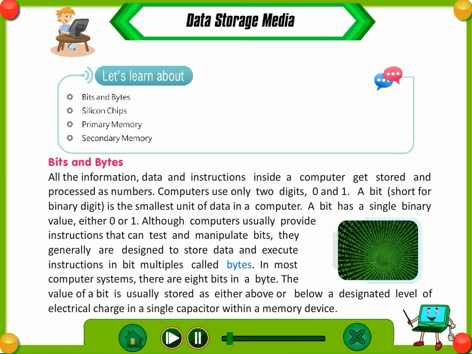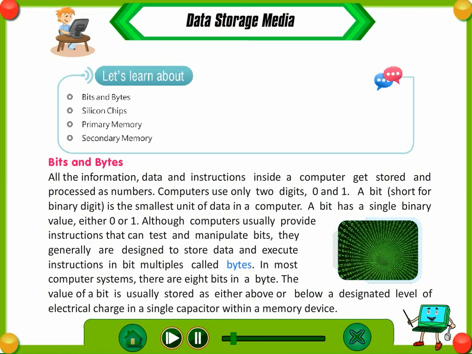Bits and bytes. All the information, data and instructions inside a computer get stored and processed as numbers. Computers use only two digits, 0 and 1. A bit, short for binary digit, is the smallest unit of data in a computer. A bit has a single binary value, either 0 or 1.